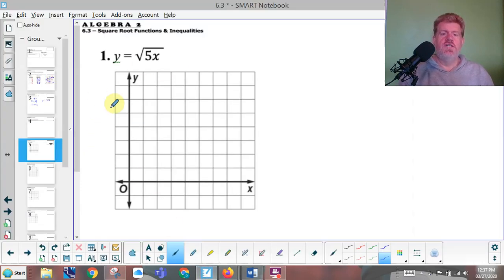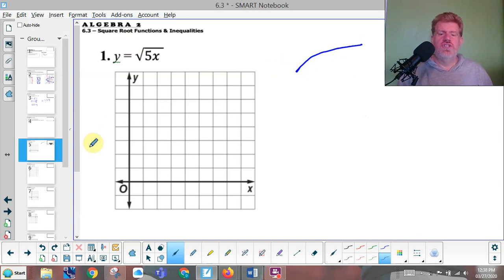So let's look at number 1 here. The first one we're going to graph. So we're going to graph the square root of 5x. Now again, the shape is going to be something like this. Now it could be moved up, could be moved down, could be flipped around. If that was a minus outside, then it would be down this way.